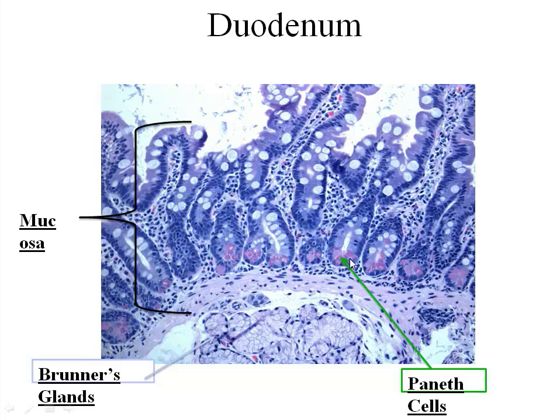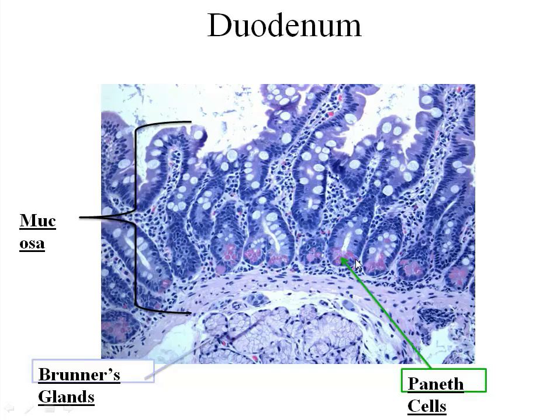The various cells mentioned, we will see in detail as individual cell types. So we'll continue with the Paneth cells. These Paneth cells are found only in the deeper part of the intestinal crypts. They contain prominent eosinophilic secretory granules.